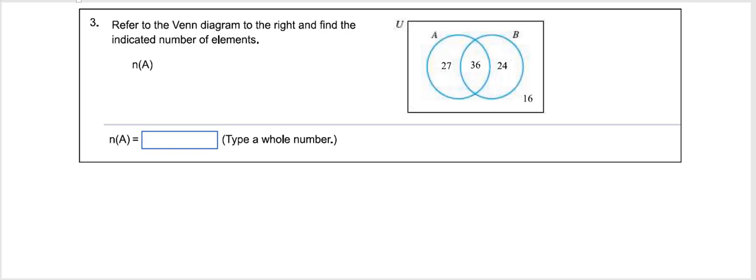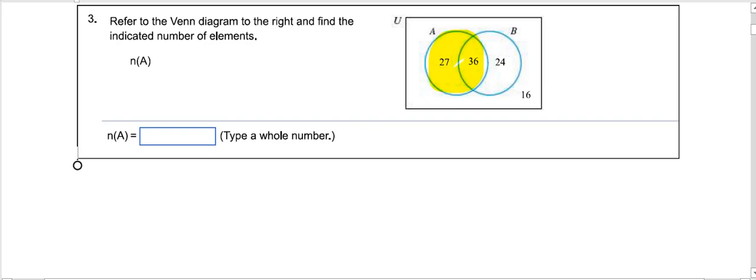Number 3, refer to the Venn diagram to the right and find the indicated number of elements. So in the Venn diagram, we have two sets. Set A has a total of 27 plus 36 elements. Set B has a total of 36 plus 24 elements. A intersect B, so what's in both set A and in set B, would be 36 elements. What's not in any set at all, so out here, that would be 16 elements.